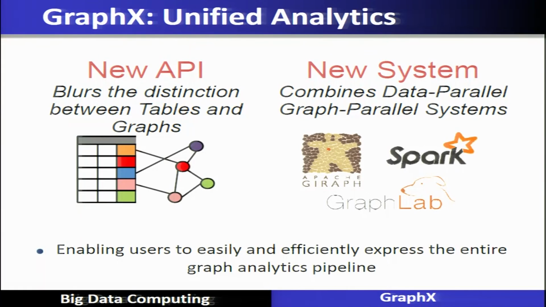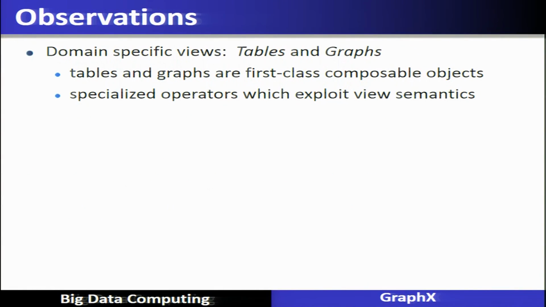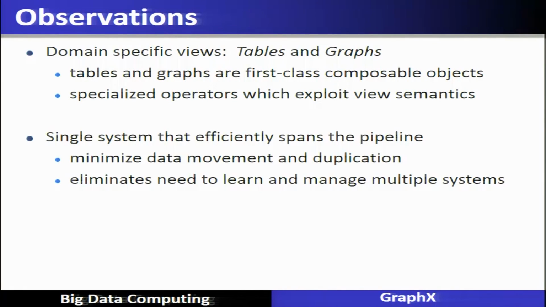Again, this new API is available, and it gives a new system which combines the data parallel and graph parallel systems. This particular graph is also used as relational algebra, so SQL queries can also be operated on the graph data structure. We have already covered the specific views of tables and graphs. The tables and graphs are composable objects, and specialized operators can exploit these semantics, and we can also efficiently build a single pipeline, which will minimize the data movement and therefore increase the efficiency.